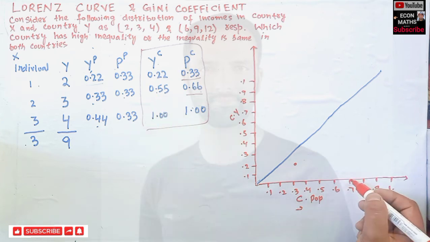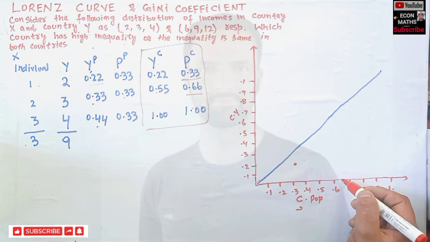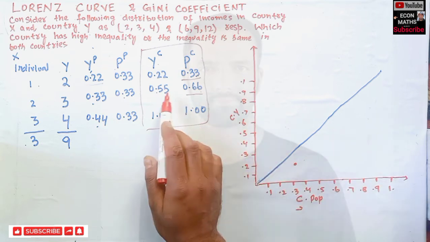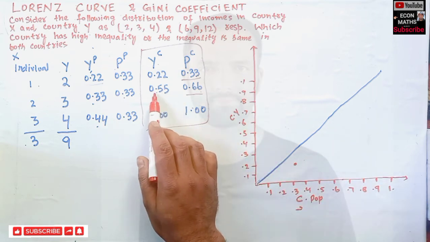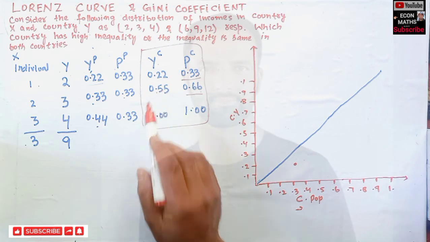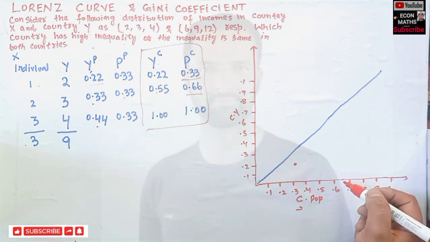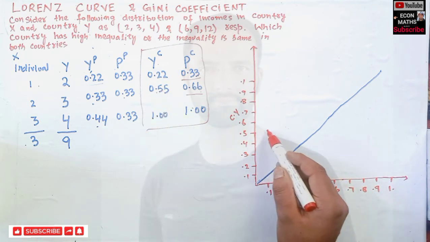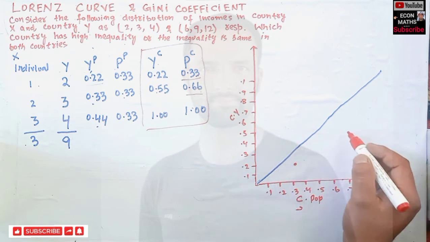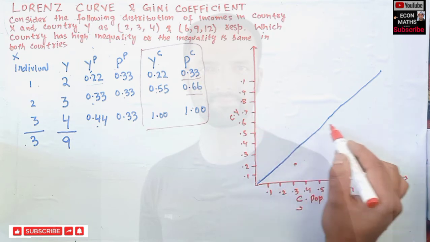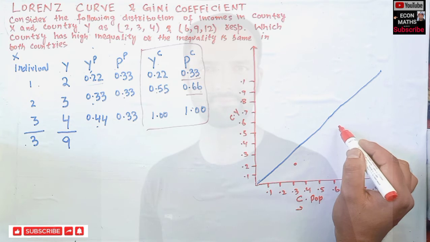So this is 6, this is 7, so this would be the 66, and they have 55% of the total share of the income. So what is our 55 is here. So this would be something, this point and this point. Let us say this is the point.